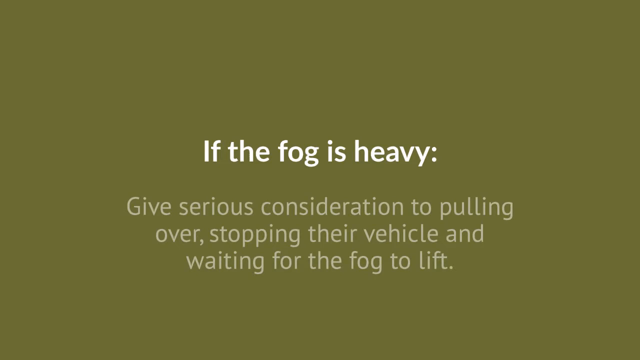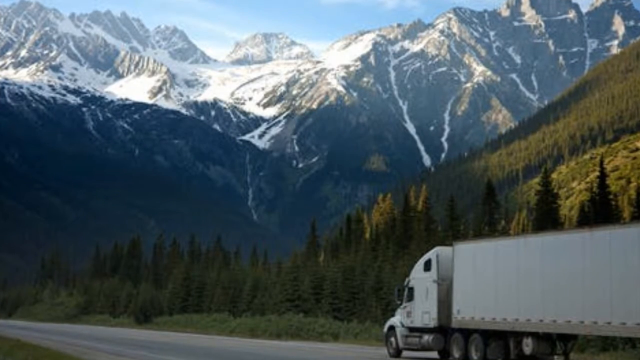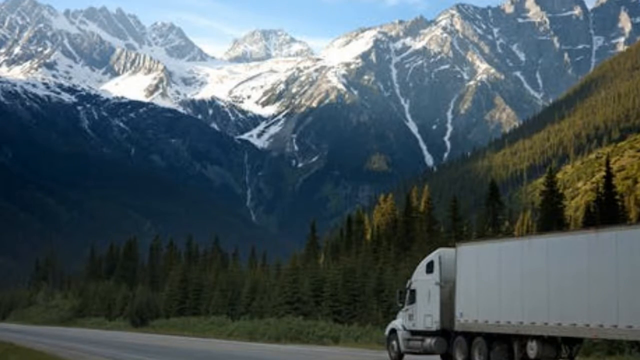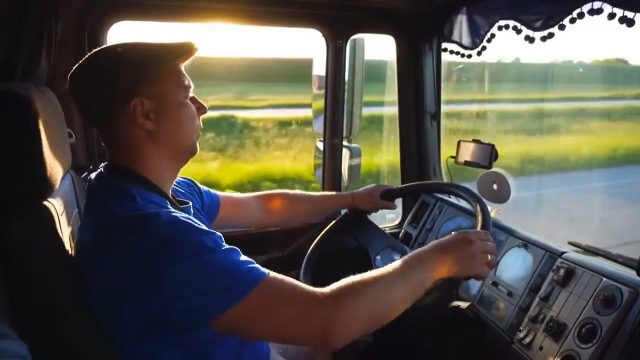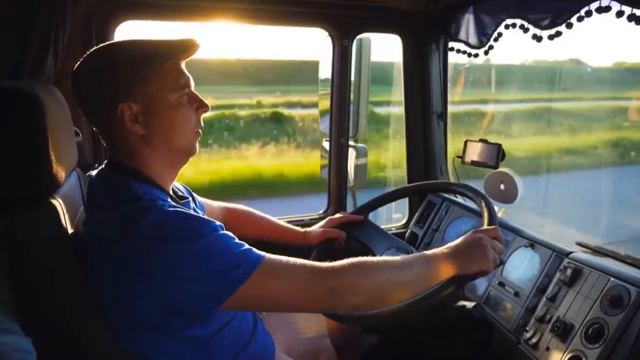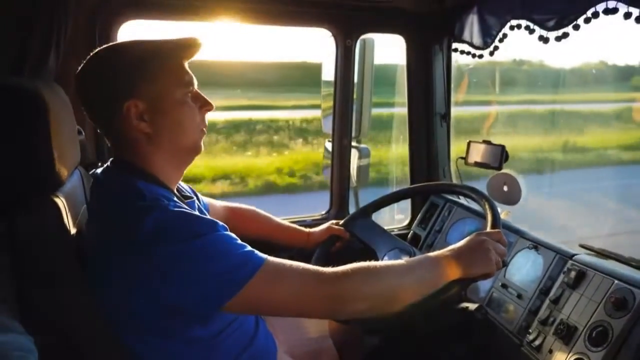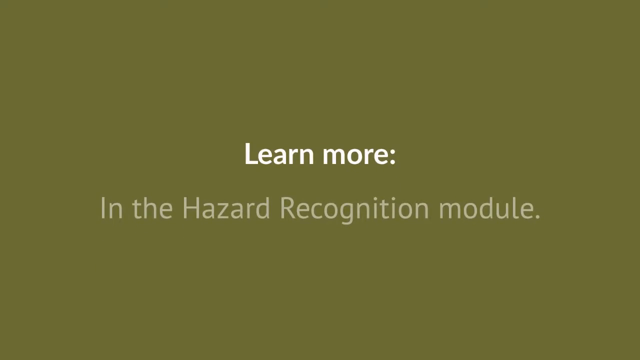Long mountain downgrades are another example of when commercial drivers should drive far below the posted speed limit. It is important to have the truck under control before you begin the descent. Once you've started down the hill, you may not be able to reduce speed without causing brake overheating, which will result in loss of control. You can learn more about this in our hazard recognition module.